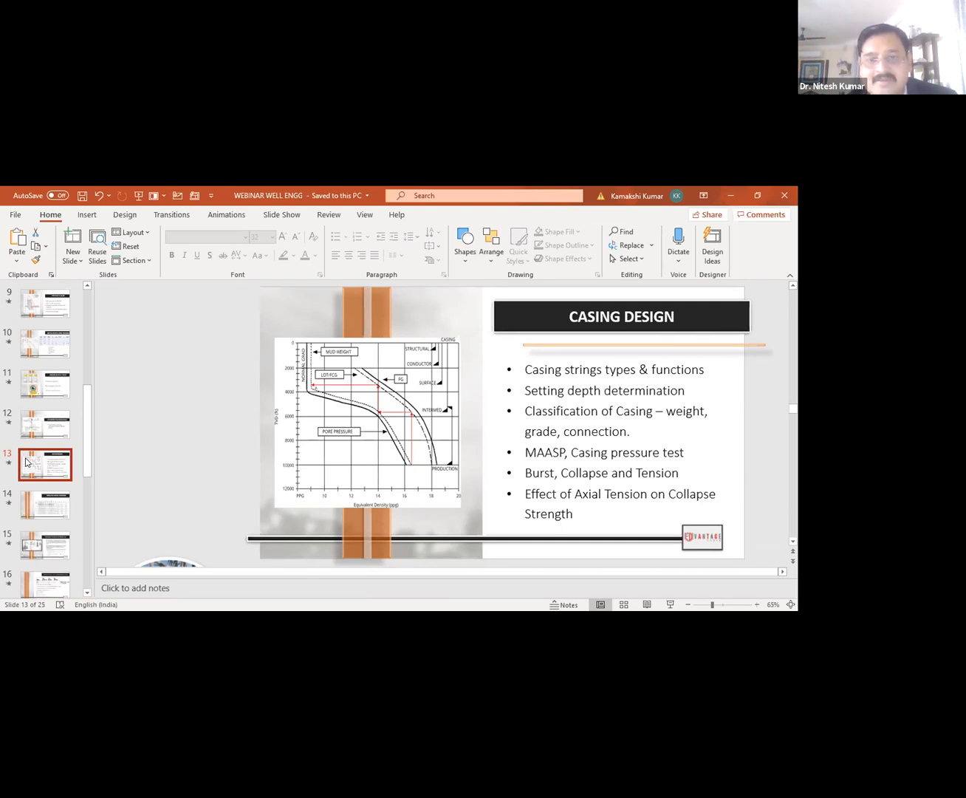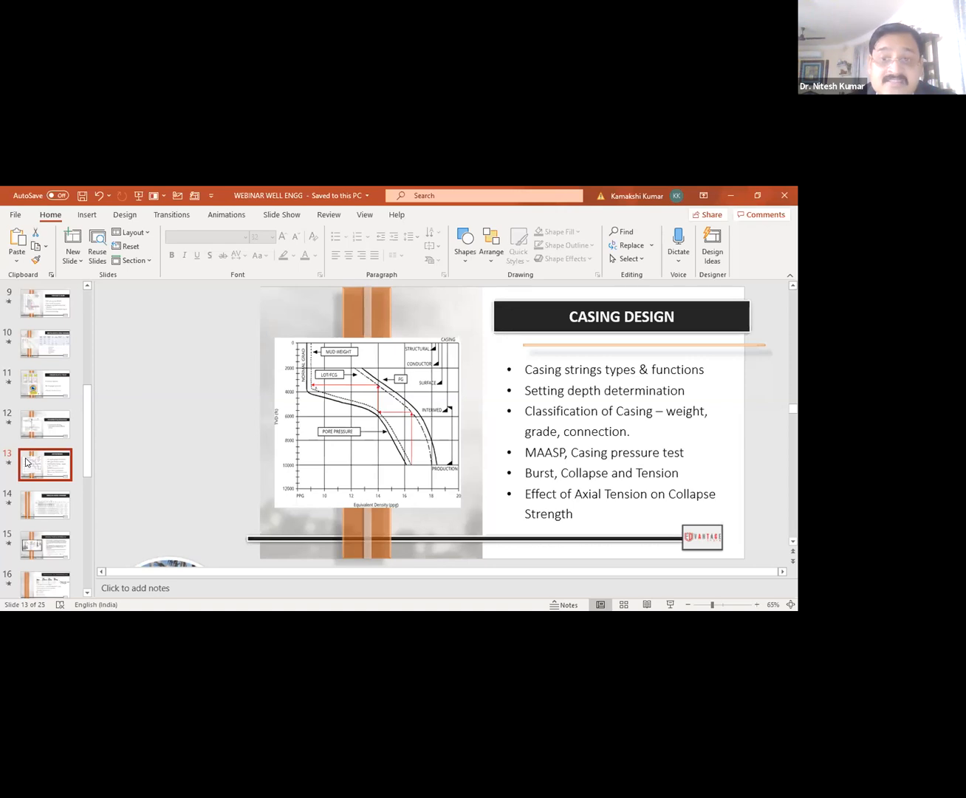What is meant by a mass? Yeah. What is a surface pressure? What is casing test pressure? How do you come up with burst and collapse design factors? What is a tension design factor? How are you going to determine which casing is the best casing for your well? What are the effects of axial tension on collapse strength? So these are the things which you should understand and you should have a concept on.